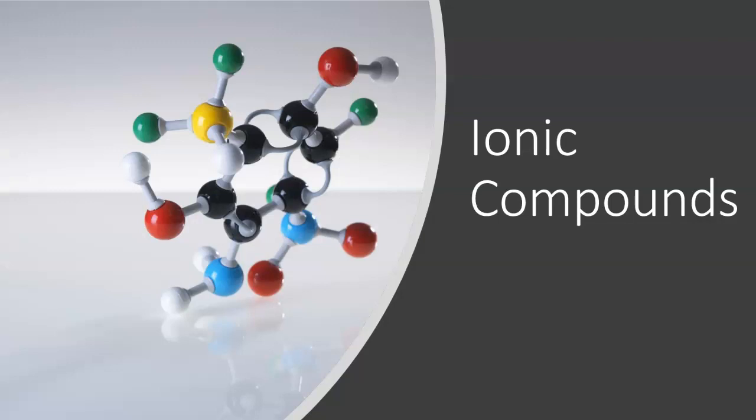Now we're going to talk ionic compounds. Ionic compounds are different than molecular compounds. Water and other molecules exist as collections of individual molecules, while ionic compounds do not exist as discrete molecular units. Ionic compounds consist of a large 3D array of alternating positive ions, or cations, and negative ions, or anions, okay?